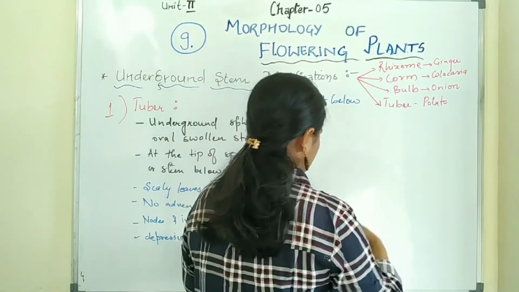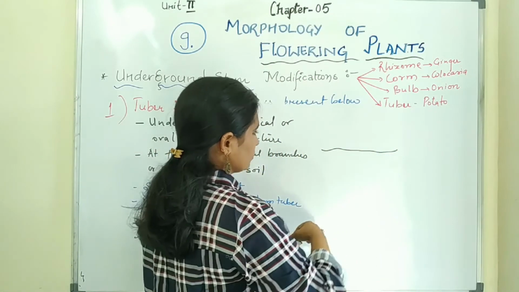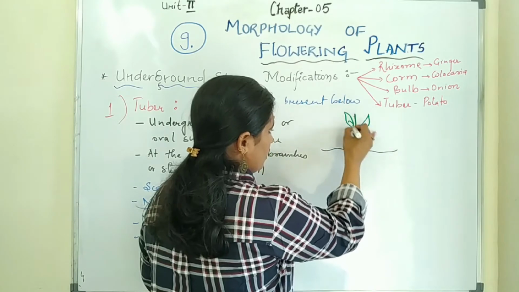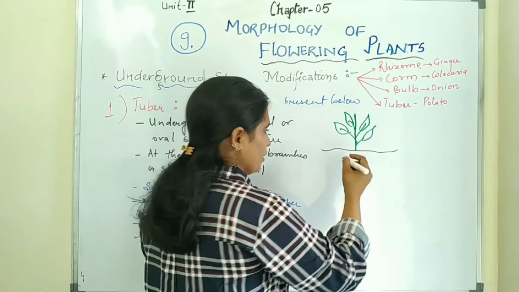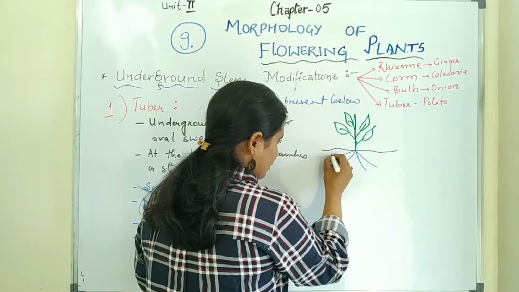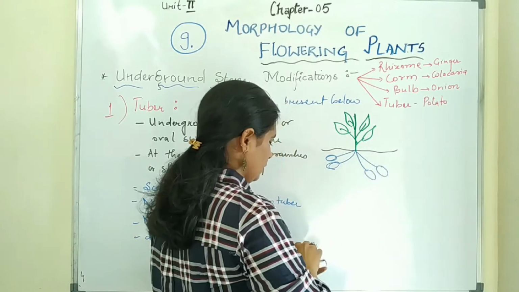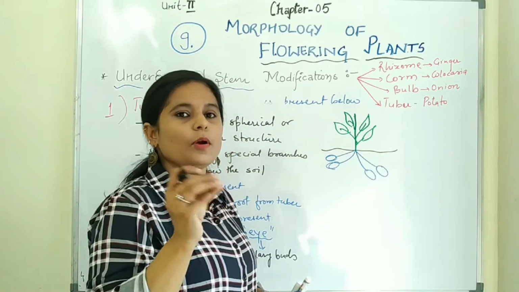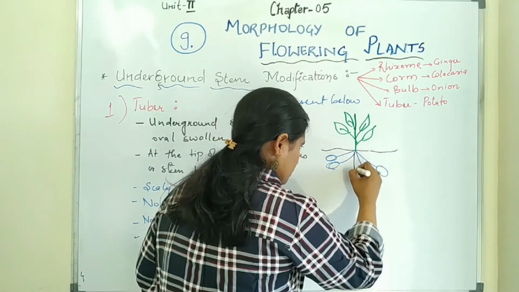Now let me draw it. You will see that this is the ground and stem, leaves are there, and a few special branches. I am drawing it with blue. They will come like this and their tip will be swollen. Fine. These are the roots, these are the stem which represents the underground part. And this is the root.